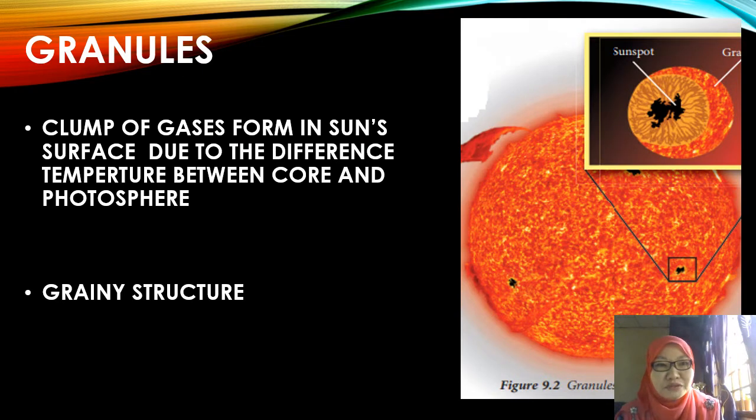What are granules? Granules are clumps of gases formed on the sun's surface due to the difference in temperature between the core and the photosphere. They appear in a grainy structure.